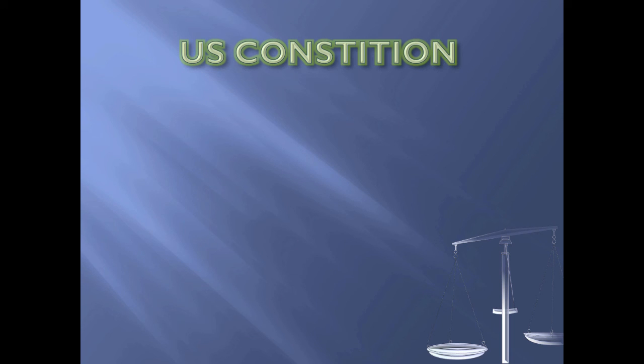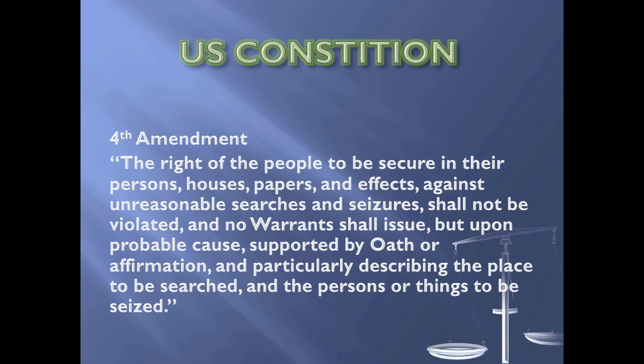Nevertheless, an appeals court judge is going to look first at the U.S. Constitution. In this case, the big issue was the Fourth Amendment, and the Fourth Amendment of the Constitution says that the right of the people to be secure in their persons, houses, papers, and effects against unreasonable searches and seizures, which means the government, police taking the knife, shall not be violated, and no warrants shall issue but upon probable cause, supported by oath or affirmation, and particularly describing the place to be searched and the persons or things to be seized.